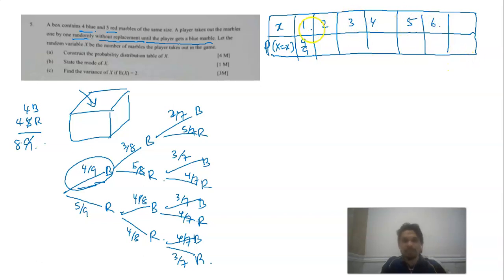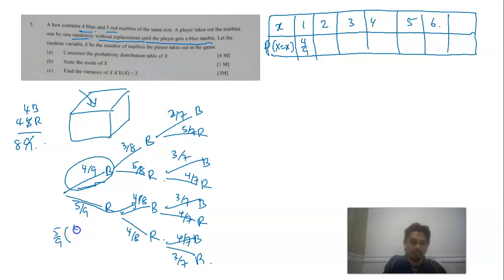Okay, if I take two balls, I will stop picking balls from the box once I get a blue. So if the first time I get blue, I stop, and the probability is 4/9. Let's say the first ball is red and the second ball is blue, then it is 5/9 times 4/8.